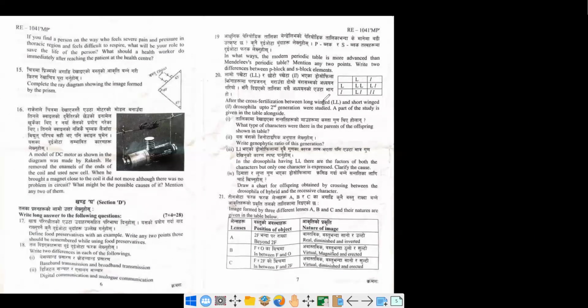Though there are plenty of things, plenty of modifications were made by Moseley and his collaborators. The first is the position of hydrogen. Okay, position of hydrogen. It was not fixed in Mendeleev's table.